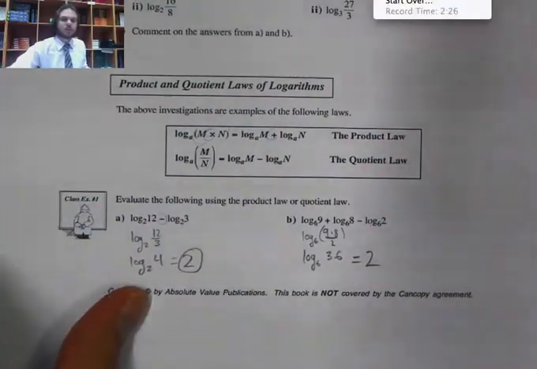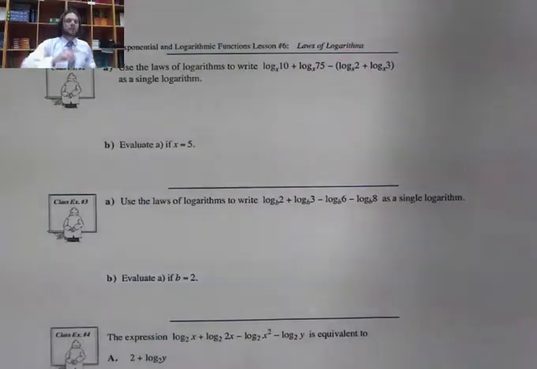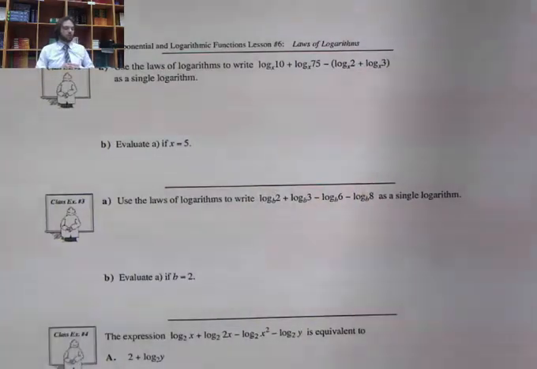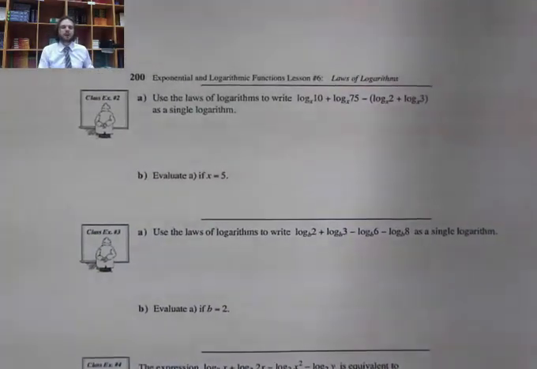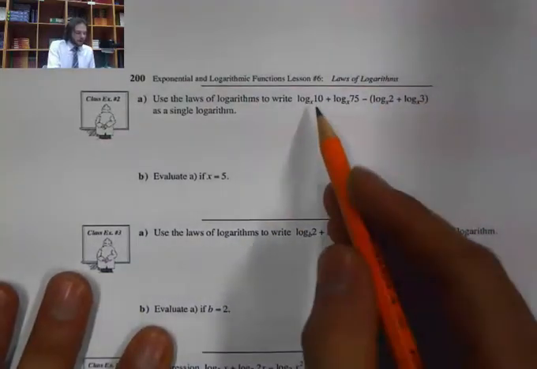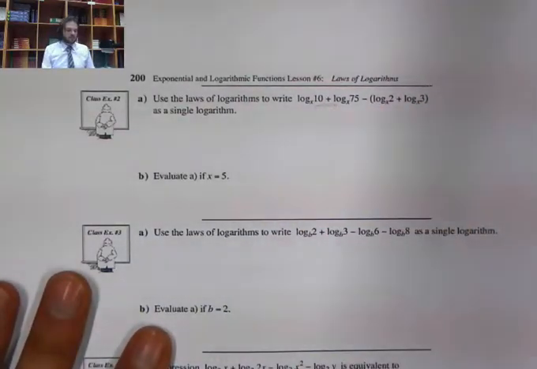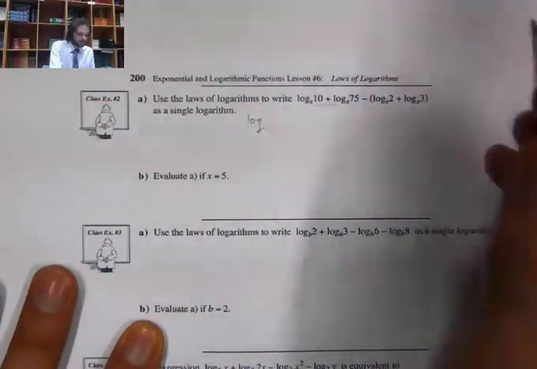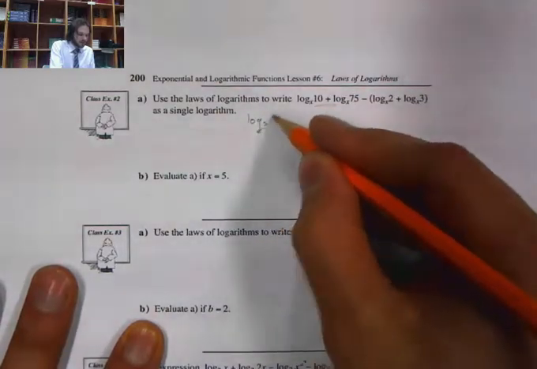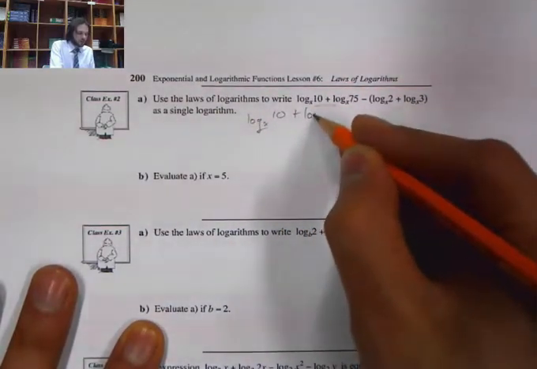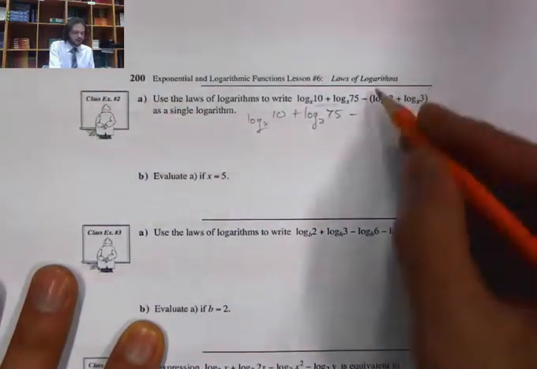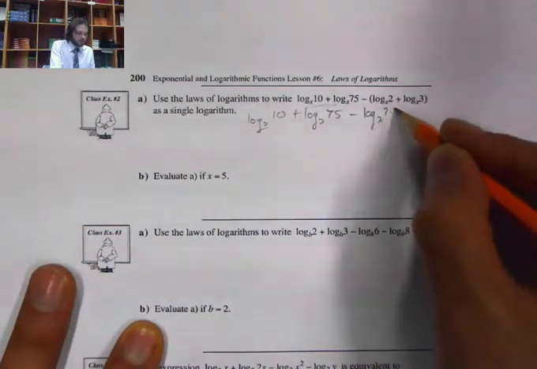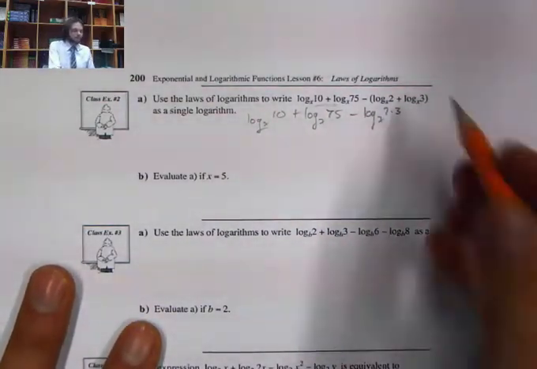So now let's look at our next one. Here we go. Use the laws of logs to write the following as a single logarithm. So we want to simplify, back to simplifying. I have this here plus, what does that mean? Multiply. But we do the brackets first. So I have log base x of 10 plus log base x of 75, subtract, do these brackets first. So I'm going to have log base x of 2 multiplied by 3. Okay, so that's done first.